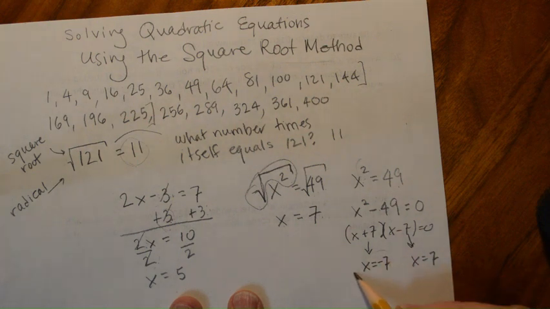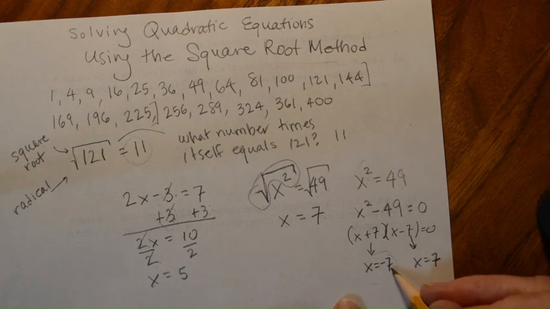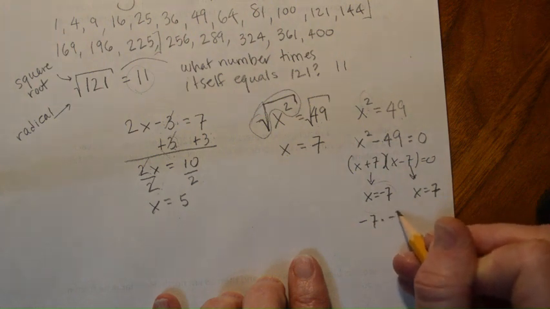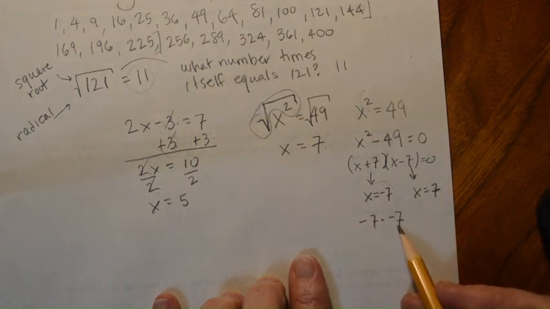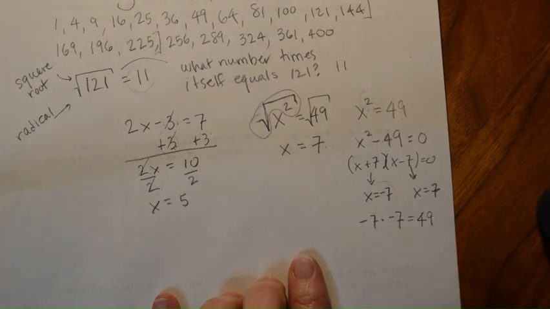Interesting. We didn't get that when we took the square root, right? Because we just assumed we were talking about the positive version. But again, if I think about this, negative 7 times negative 7, well, 7 times 7 is 49, and negative times negative is positive. That is a square root of 49.